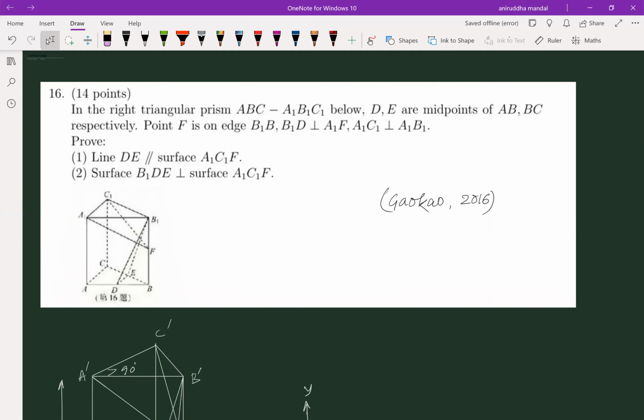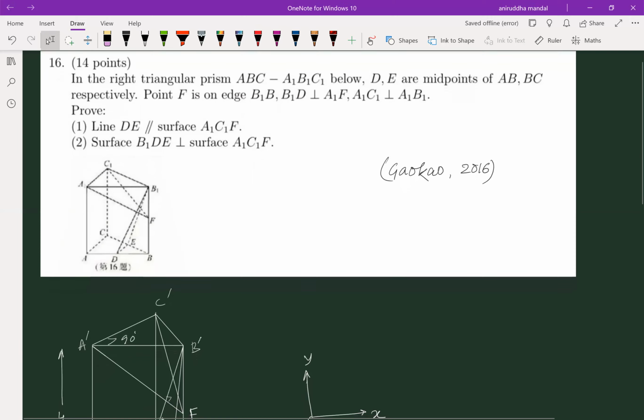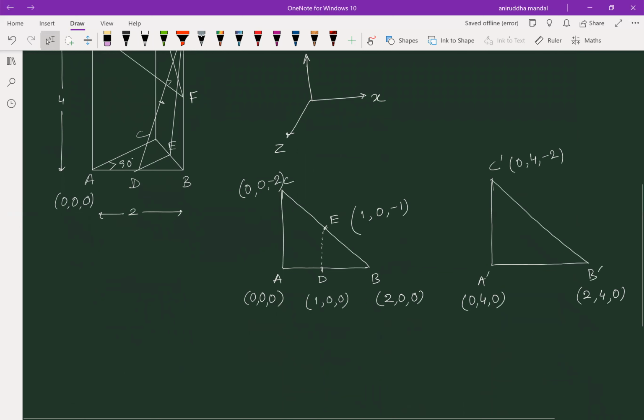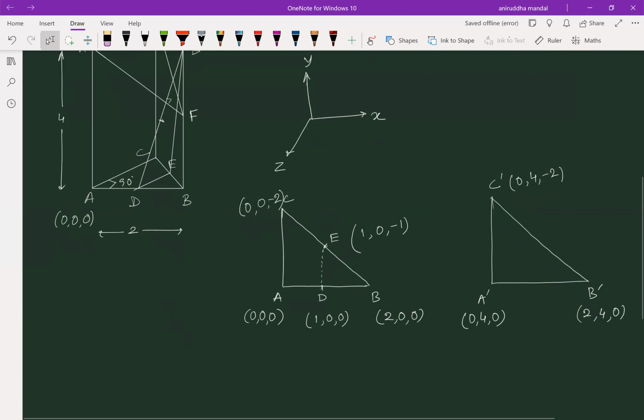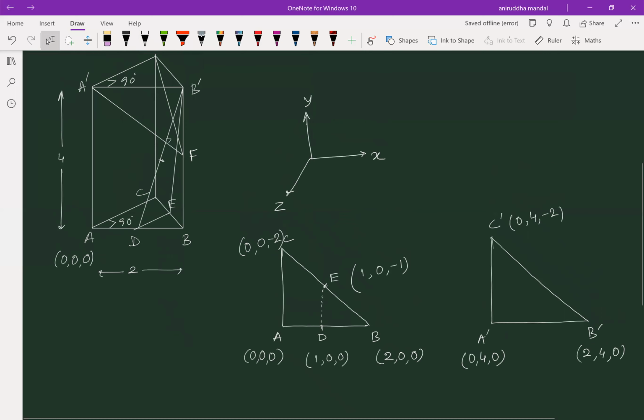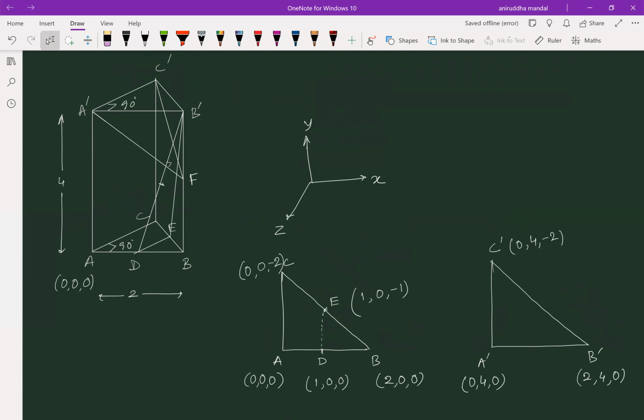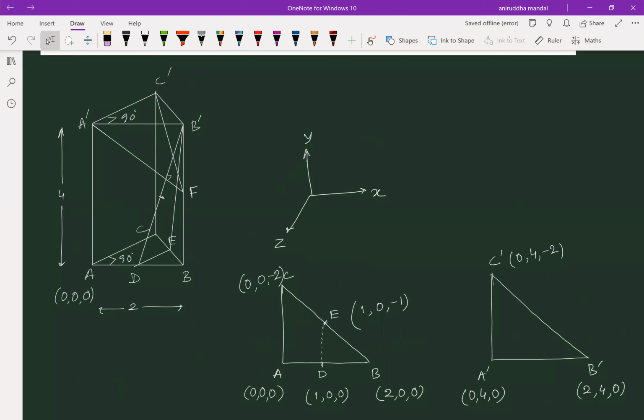Another information given is B dash D is perpendicular to A dash F. Another point F is on the edge of B dash B, so its point is on the same line: 2 comma, its y value we don't know, so we assume this is y, and 0. So I think we have established all the points.